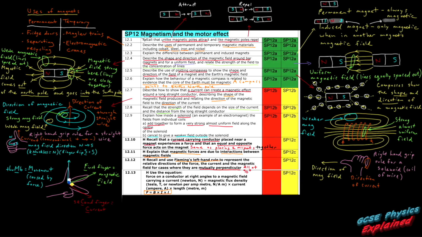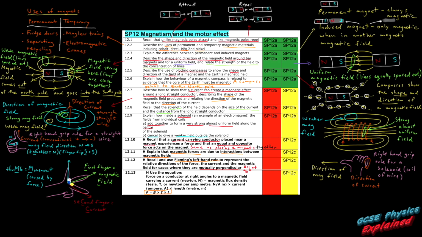Unit SP12, Magnetism and the motor effect. Recall that unlike magnetic poles attract, and like magnetic poles repel. So a north repels a north, a south repels a south, and a north and a south will attract.